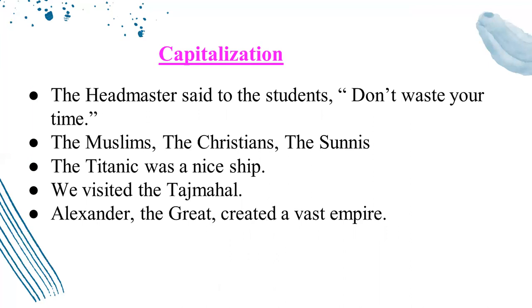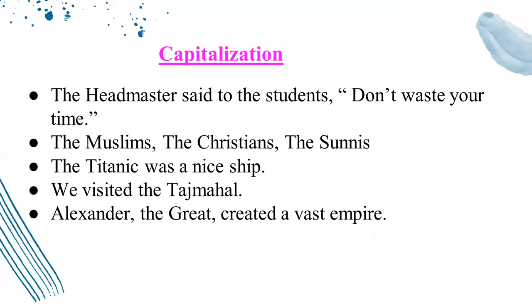Okay. And next, the Muslims, the Christians, the Sunnis. Here are the Muslims. Who are the Muslims? The followers of Islam are called the Muslims. And then Christian, the Christian is the name of a religion. The Sunni is the name of a sect. The first letter of any religion or sect is a capital letter. Okay. Next, the Titanic was a nice ship. We visited the Taj Mahal. The first letter of the name of a ship, aircraft, train, or some prominent place is a capital letter.